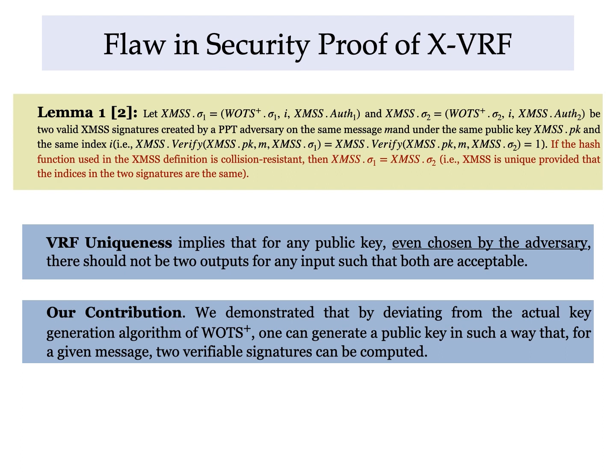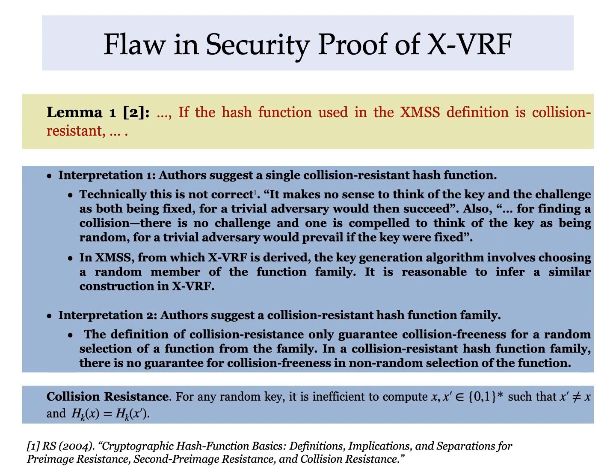So the thing is that VRF uniqueness implies that for any public key, even one chosen in a malicious way, as I said, it just needs to satisfy the verifiability, we shouldn't be able to have two outputs for that input. And as I said, our contribution was to show that we can deviate from the actual key generation algorithm and have malicious public key and secret key generation, such that for one message we can have more than one verifiable output.